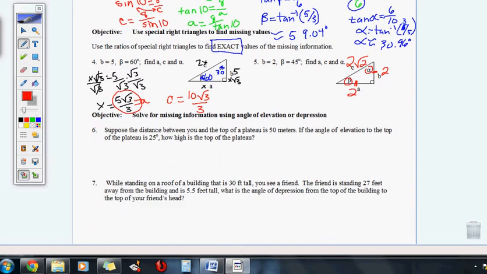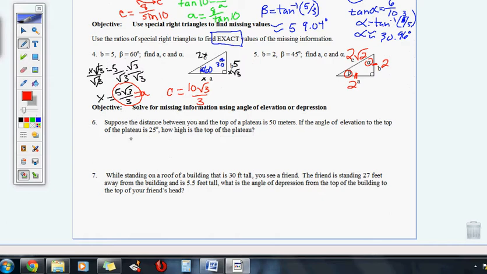Okay, now finishing up on this first page, we want to actually work through some diagrams here and answer some trig questions. Suppose the distance between you and the top of a plateau is 50 meters. So the big thing is, and I'm not going to get real fancy with my diagrams here, but you're supposed to figure out that the distance between you and the top of a plateau, if you are standing here and the plateau is here, this right here would be the distance from the base of the plateau. But it just says distance from you and the top. That's a straight line distance there, which would be 50 on the hypotenuse.